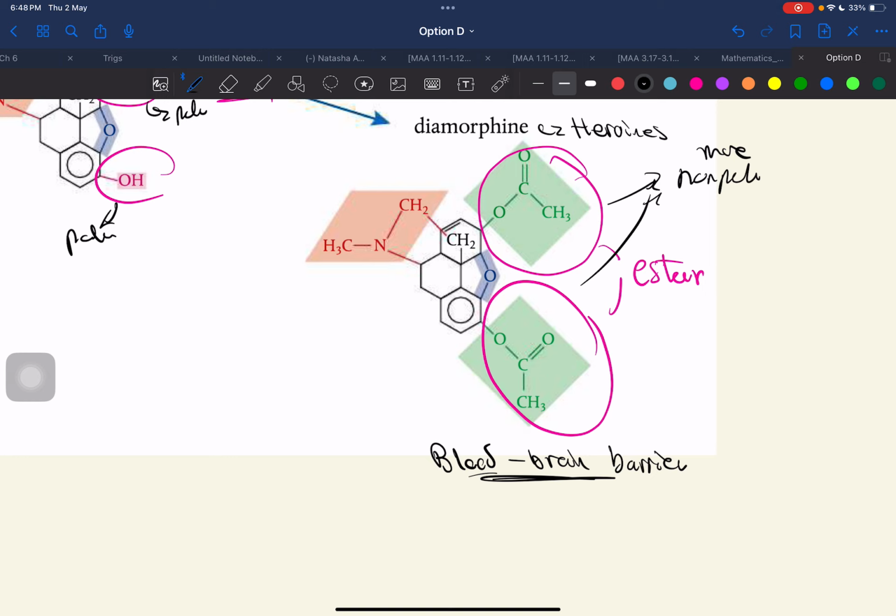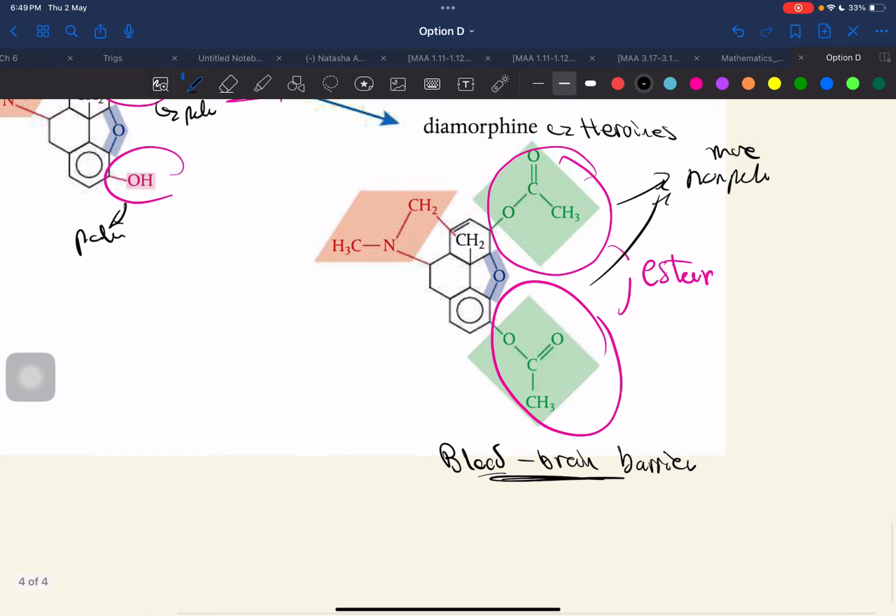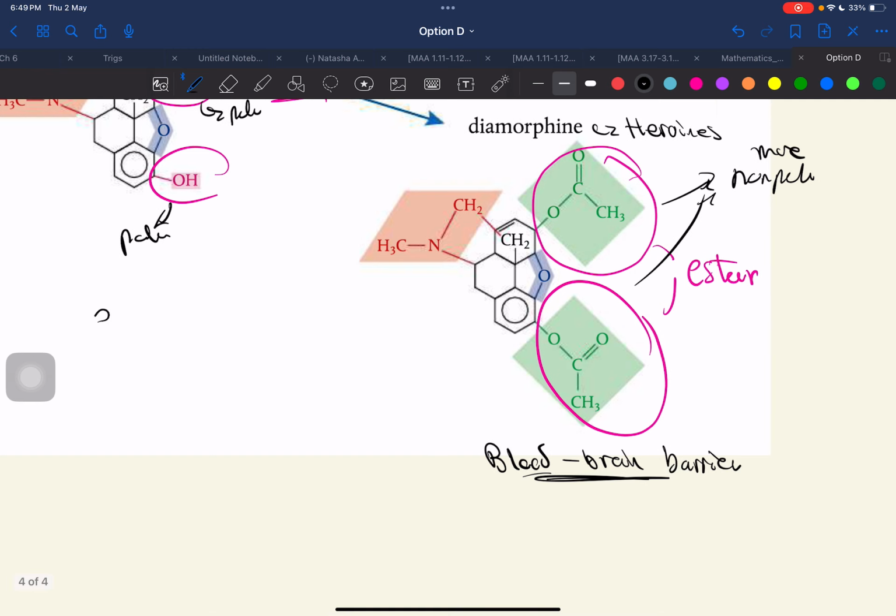So the ester links are broken by enzymes called esterases. Hopefully I'm pronouncing that right. And so for this reason, diamorphine is described as a prodrug, meaning that its metabolic products, mostly morphine, actually bring about its effect. And so the molecular structure of diamorphine can be thought of as a way of packaging the morphine so that it can reach its target more efficiently.